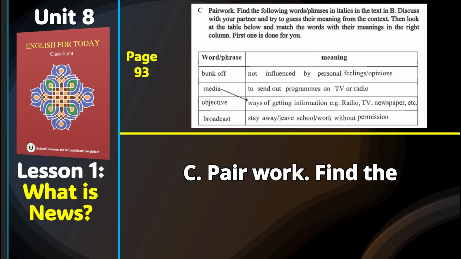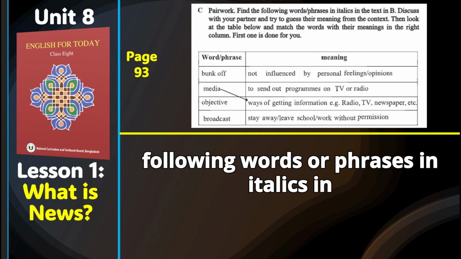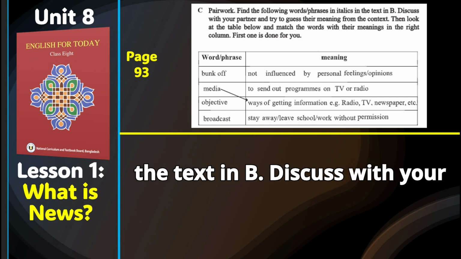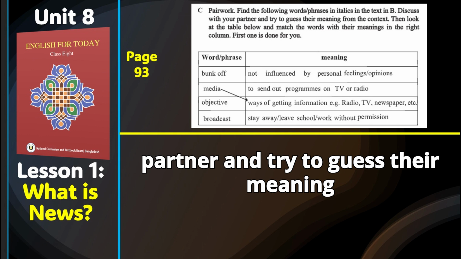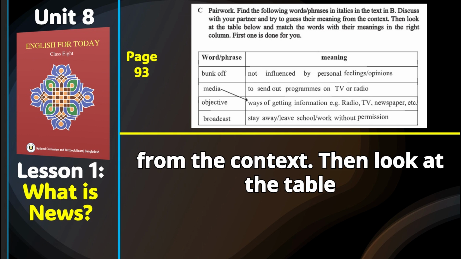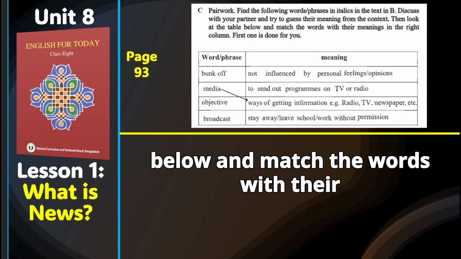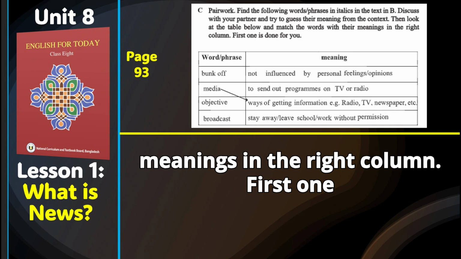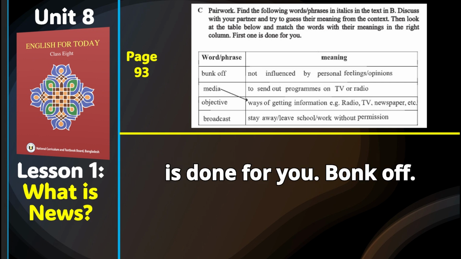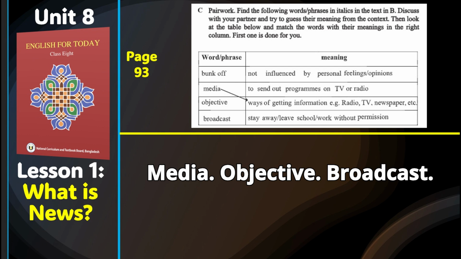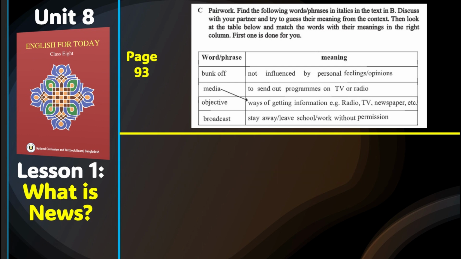C. Pair work. Find the following words or phrases in italics in the text in B. Discuss with your partner and try to guess their meaning from the context. Then look at the table below and match the words with their meanings in the right column. First one is done for you. Bunk off. Media. Objective. Broadcast.